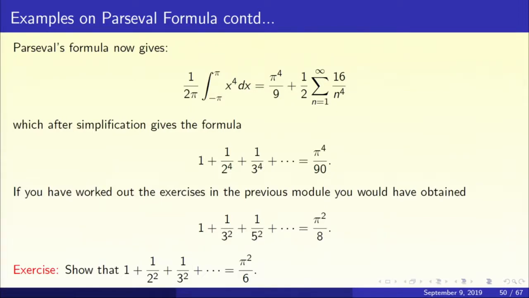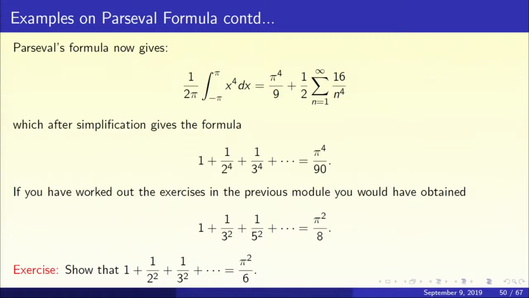Now we must calculate this integral 1 upon 2 pi integral minus pi to pi x to the power 4 dx. You calculate that integral and you subtract off the pi to the power 4 by 9 and do the simplification. You get the beautiful formula 1 plus 1 upon 2 to the power 4 plus 1 upon 3 to the power 4 plus etc. equal to pi to the power 4 upon 90.